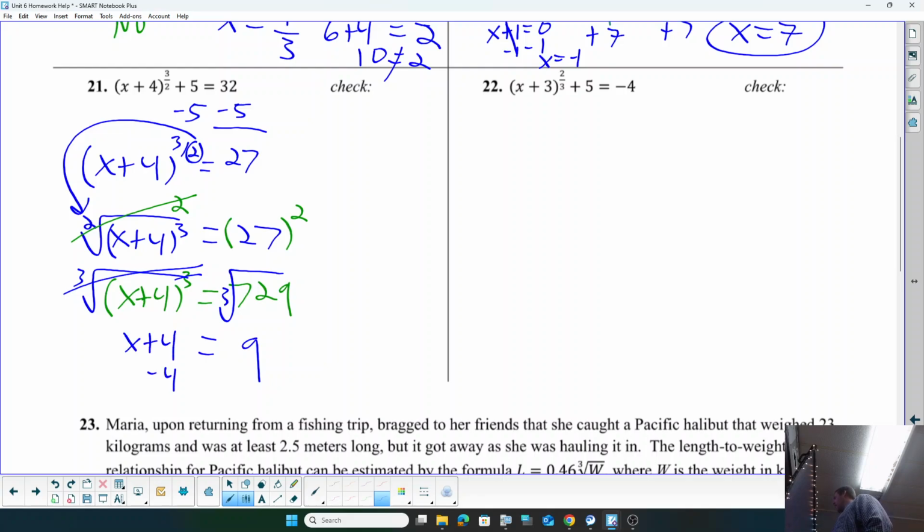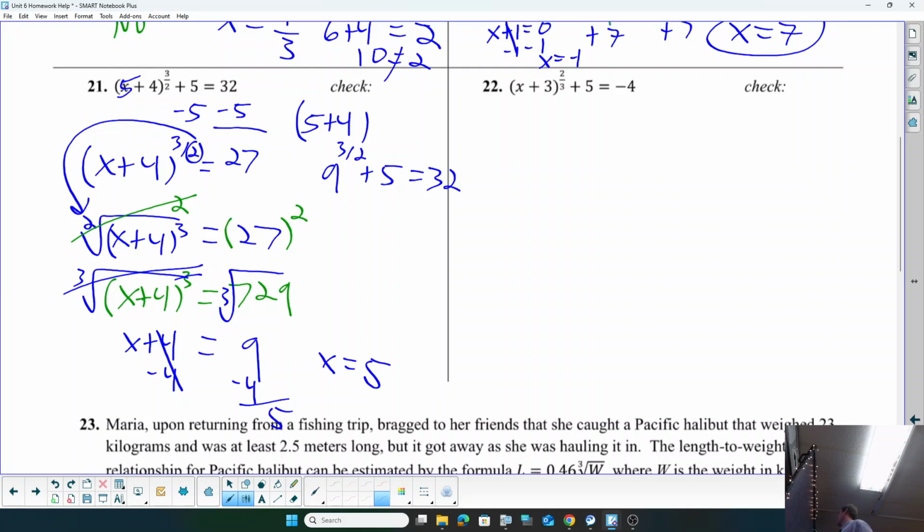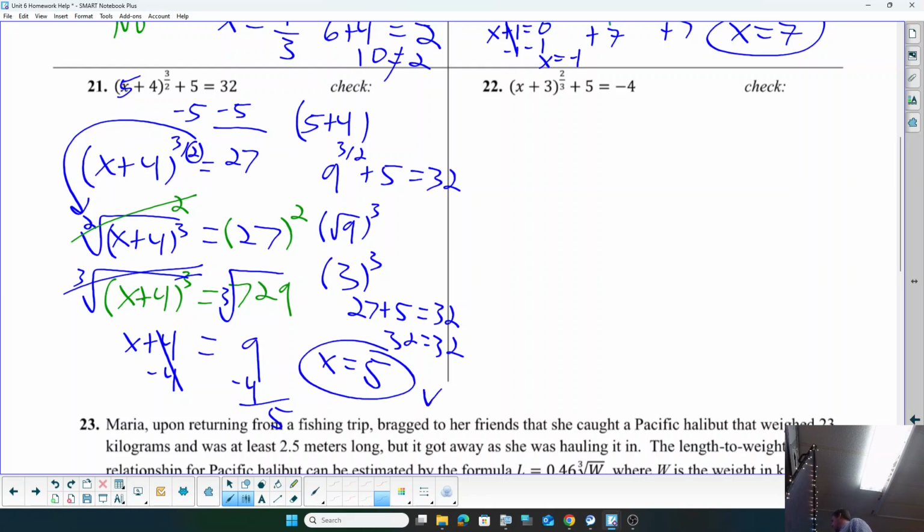And then we minus 4 to the other side. So then we get 5. So x equals 5. Let's check and make sure. We plug a 5 in there. So 5 plus 4 is 9 to the 3/2 power plus 5. Does that equal 32? Let's see. So that's the square root of 9 to the 3rd power. And the square root of 9 is 3. And 3 to the 3rd power is 27. And 27 plus 5 does indeed equal 32. It works. Nice.